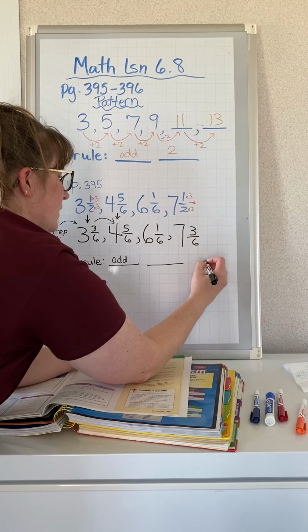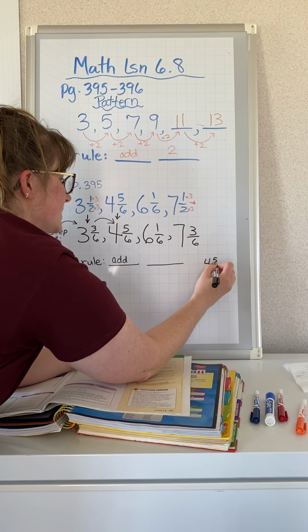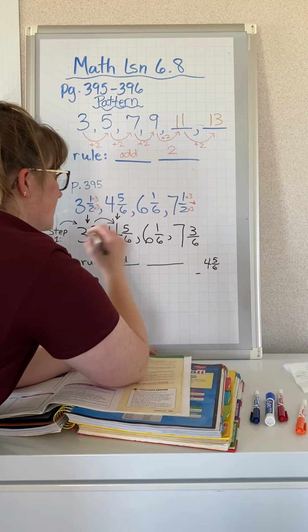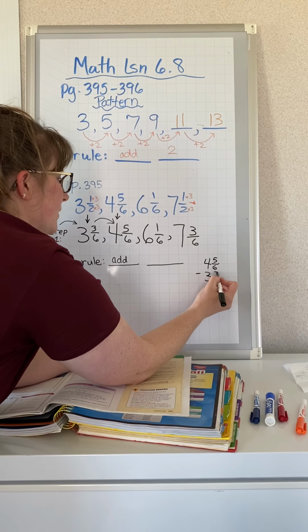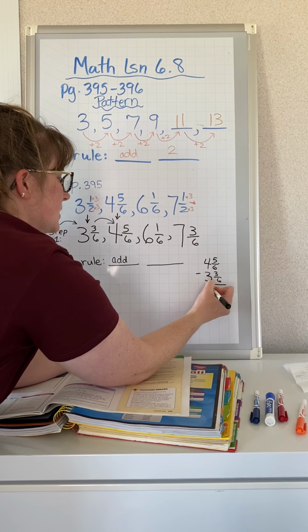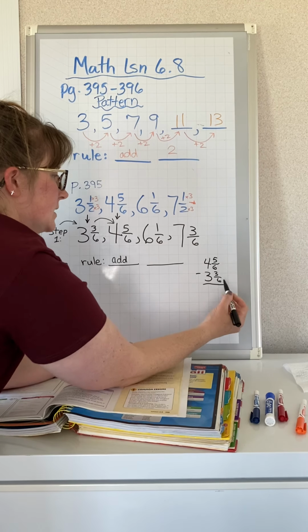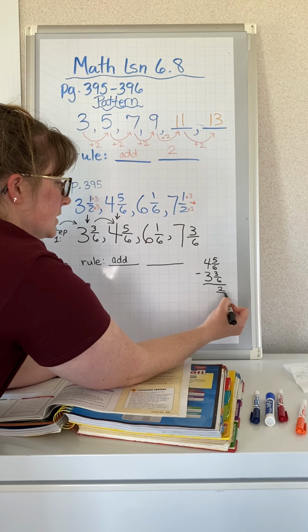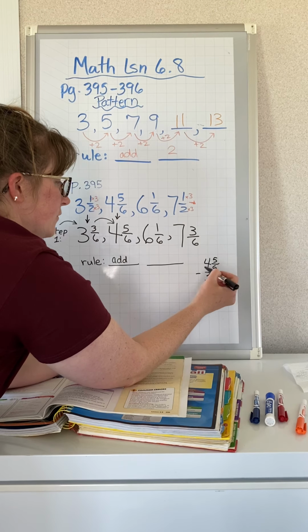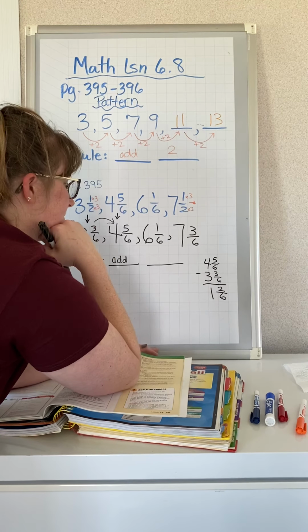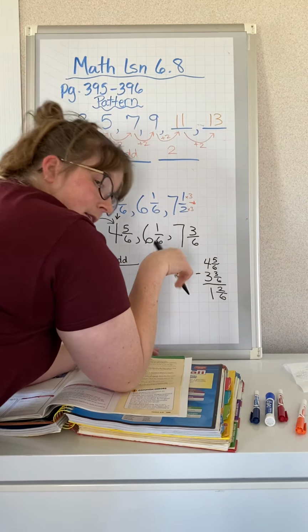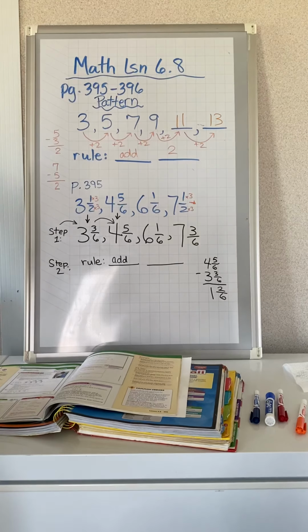I'm going to take 4 and 5/6, and I'm going to subtract the one before it, 3 and 3/6. So I can do my fractions. 5 minus 3 is 2/6. And then 4 minus 3 is 1. Well, that's great. I'm glad I got that answer. But I have to prove it and make sure that it's correct.